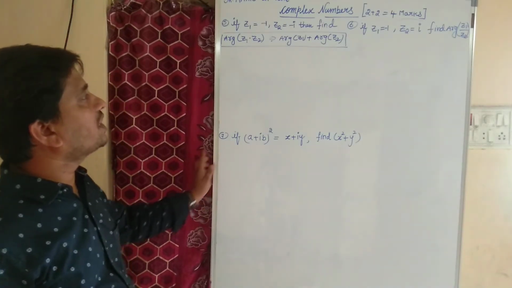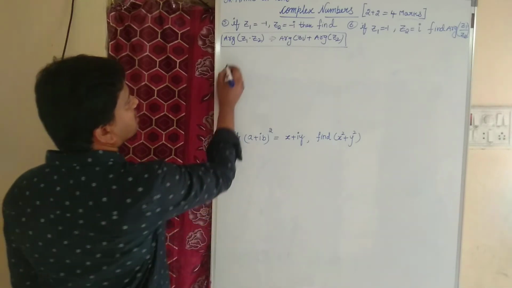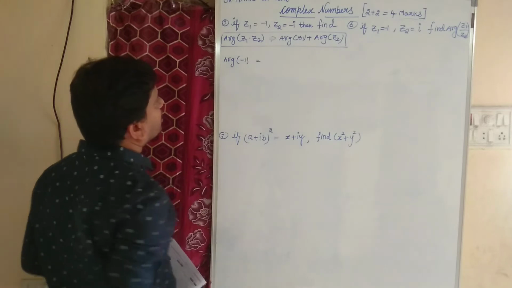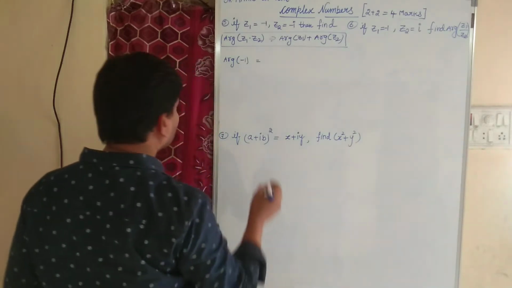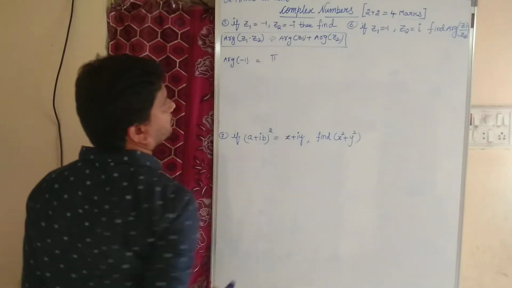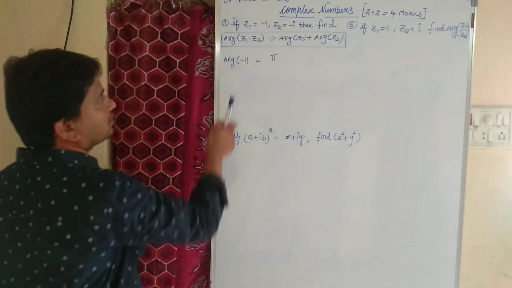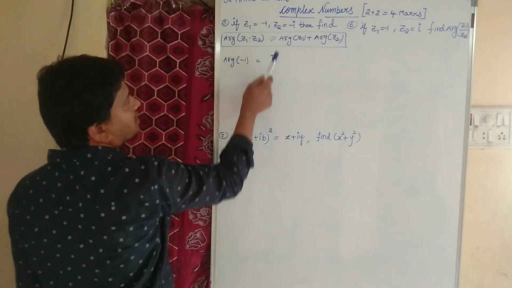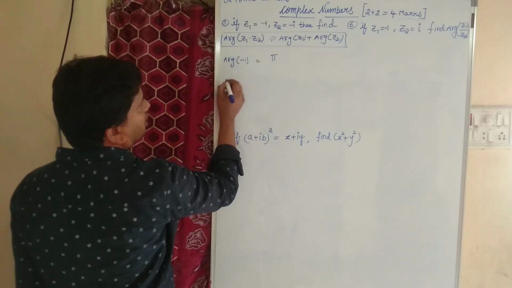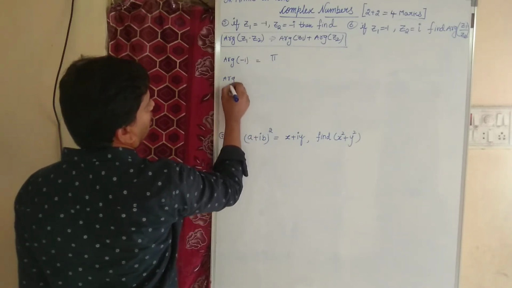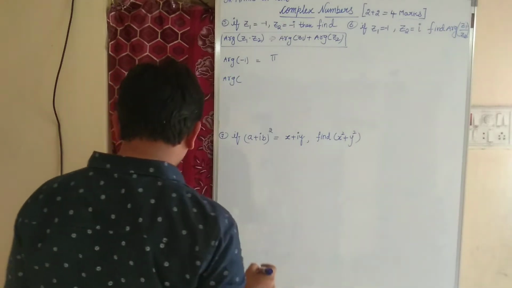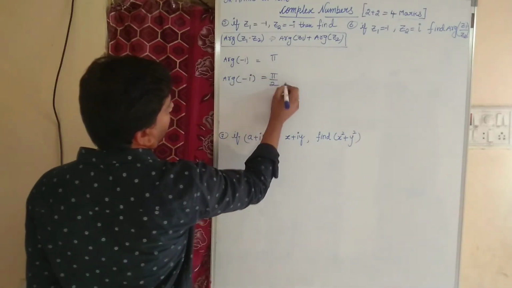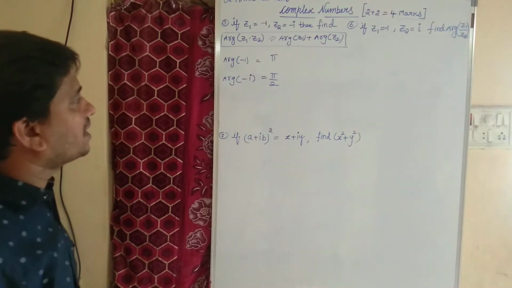As it is given z1 equal to minus 1. So what is arg of minus 1? Arg of minus 1, which is equal to how much? That is equal to pi. Now the second one, z2 equal to minus i. Arg of minus i equal to what? Minus pi by 2. Right? Arg of minus i equal to minus pi by 2.